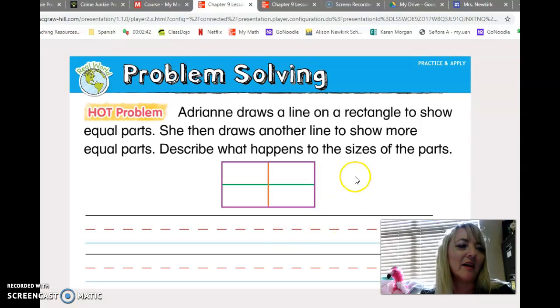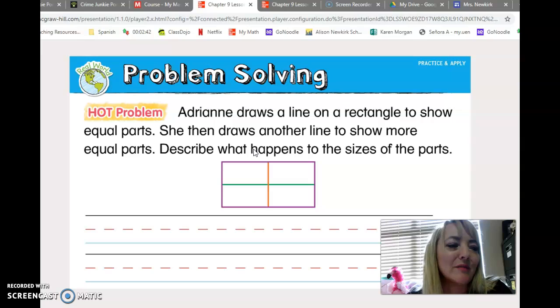Okay. Did I miss one? Oh, there's only 2 on this one. Okay, there's only 2 on the back side, 11, and then the higher order thinking problem. Adrian draws a line on a rectangle to show equal parts. Then she draws another line to show more equal parts. Describe what happens to the sizes of the parts. Here's a hint. When she divides it in equal parts, how are the sizes then? Then she divides it again. What happens to the parts?